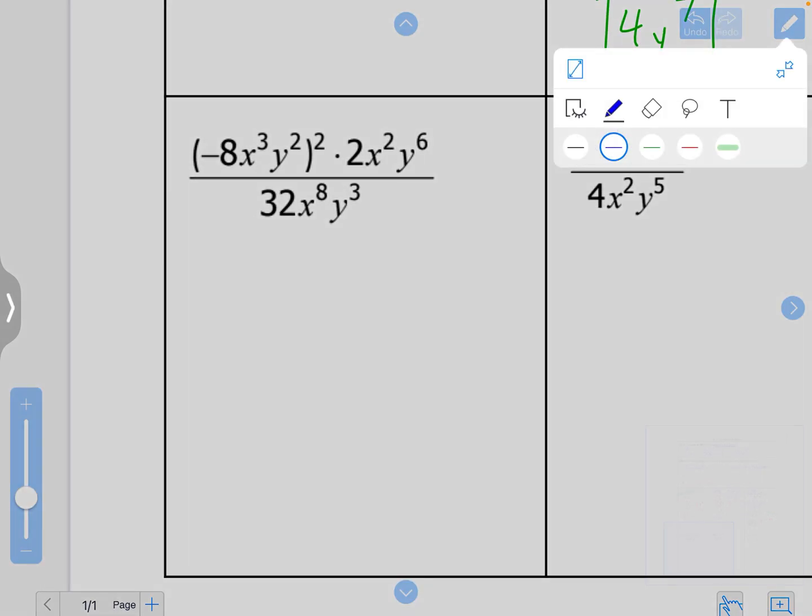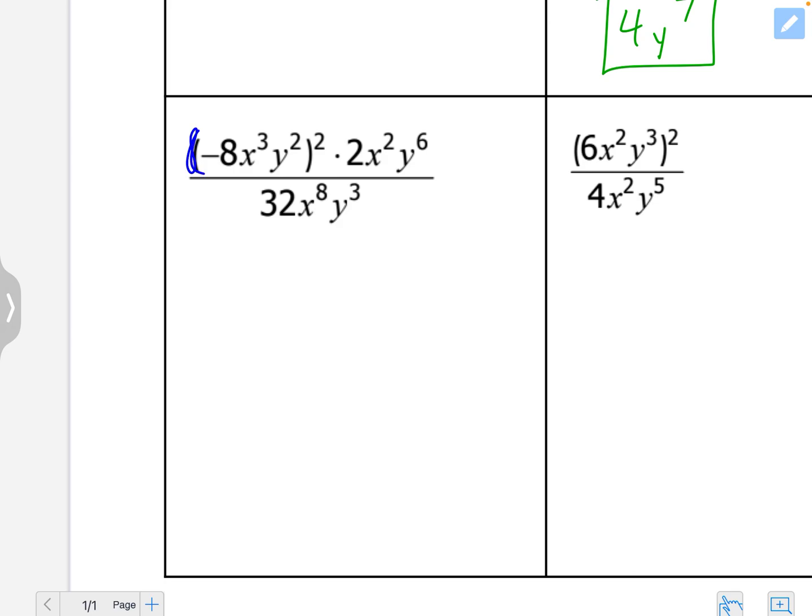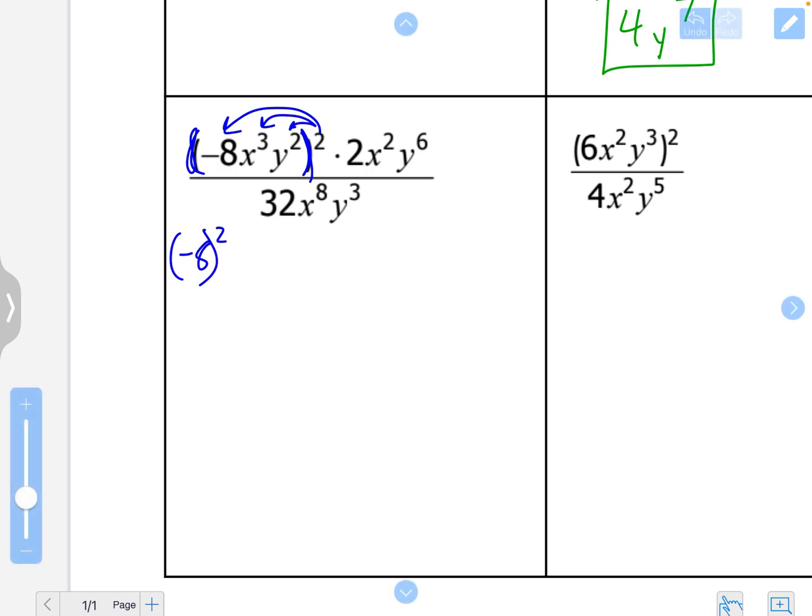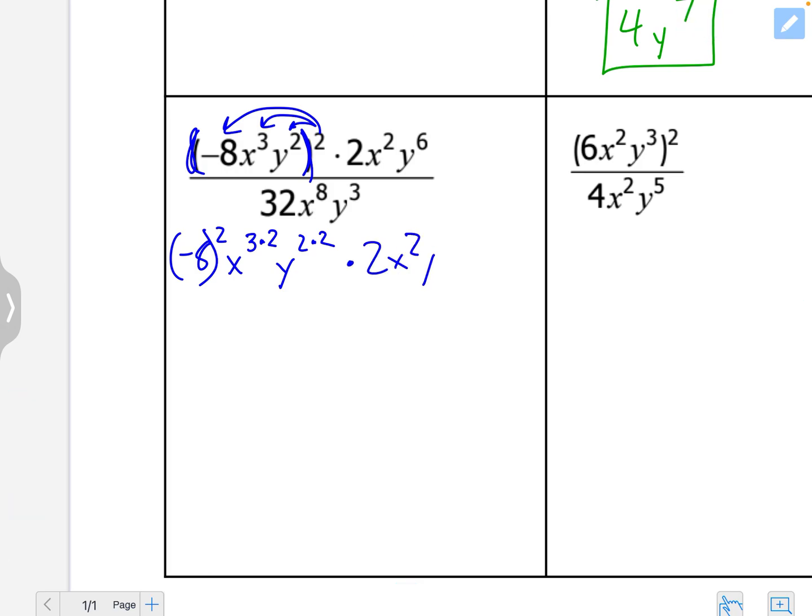All right, again, we've got a parentheses. Parentheses tell me that I need to raise everything to the power. So -8 squared, and again, we got to put that in parentheses. X to the 3rd times 2, y to the 2nd times 2. Nothing else has parentheses, so we're simply going to write it down as it is.